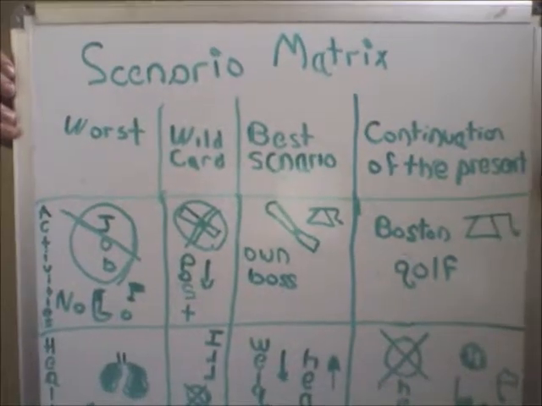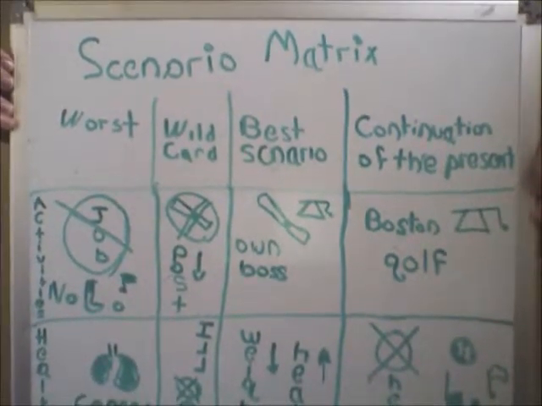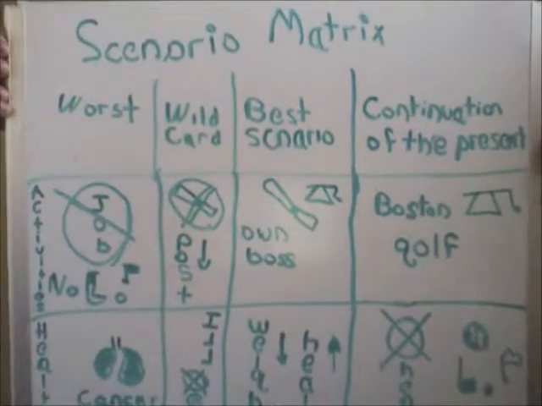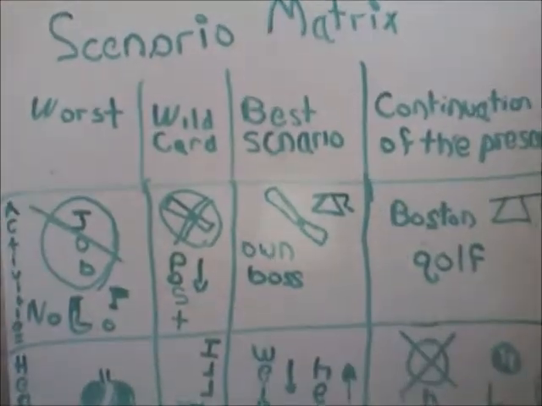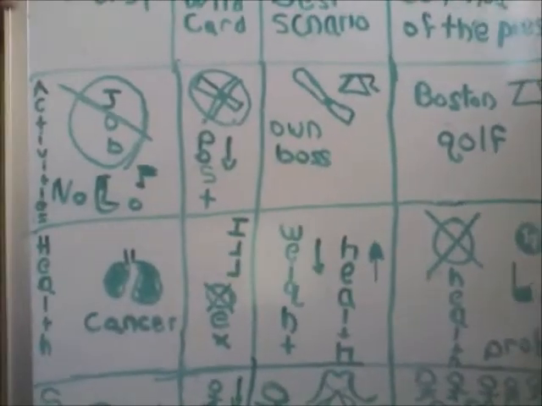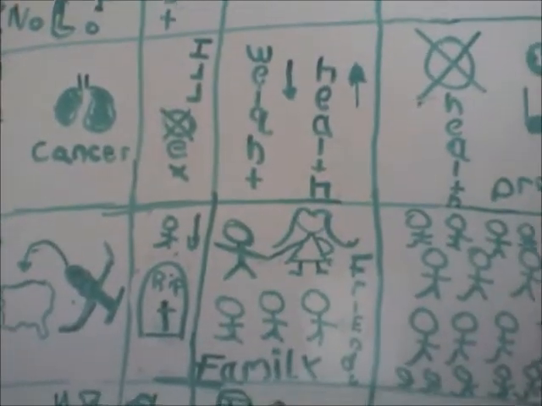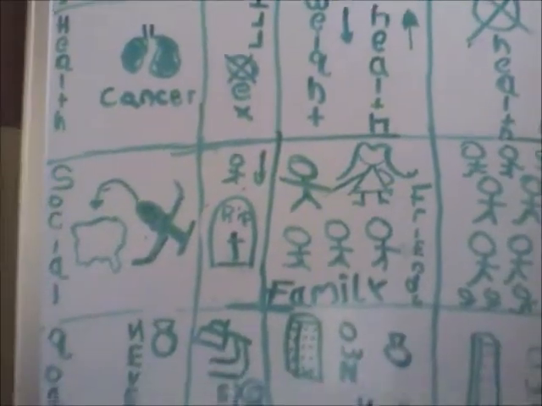In the second section of the personal futures activity, we have to create some scenarios based on our personal information, because we will never have a 100% secure plan or a safe plan in our lives. The next thing we have to do is a scenario matrix, where we put the continuation, the best, the wild card, and the worst scenario. Here are some examples of my activities, health, social, and my goals.